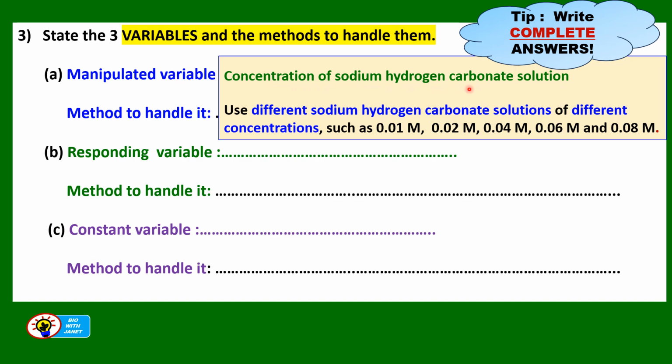Can we put the concentration of carbon dioxide? It's not wrong, but in this experiment, we write down the variables that are used in the experiment. It is better. Okay, so concentration of sodium hydrogen carbonate solution is a better answer. So the method to handle it is to use sodium hydrogen carbonate solutions of different concentrations, such as, now you must take all the values that are used, okay, all the different MVs that are used. And the important word here is use something of different. Or you can say use different sodium hydrogen carbonate solutions of different concentrations.